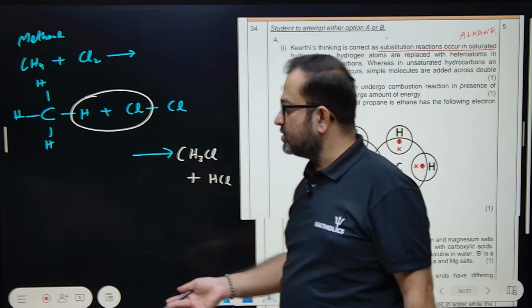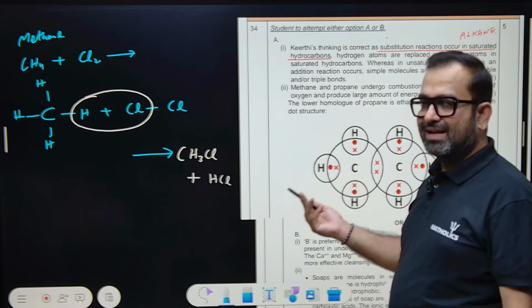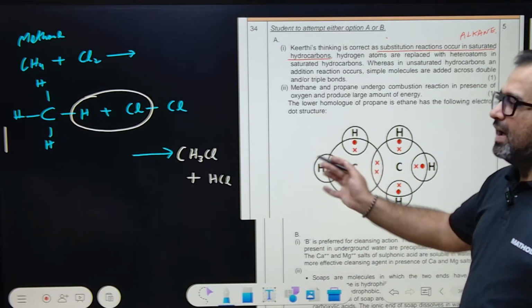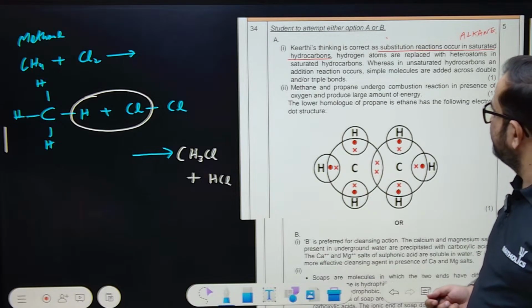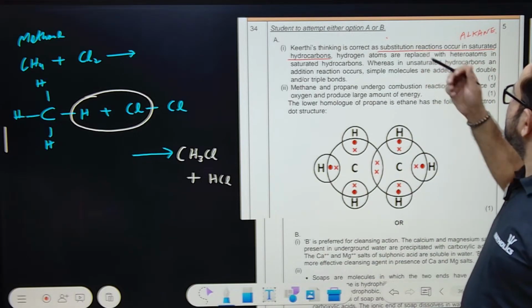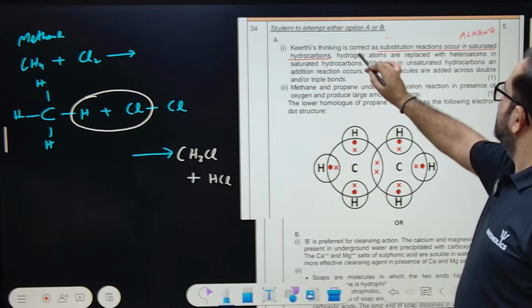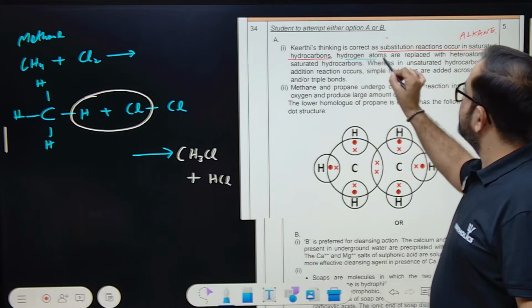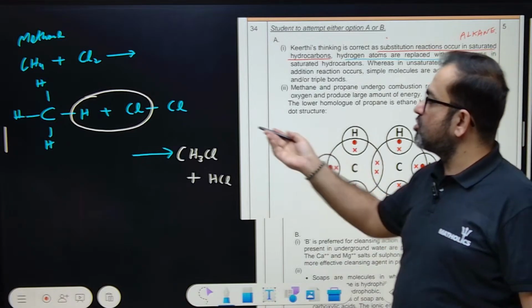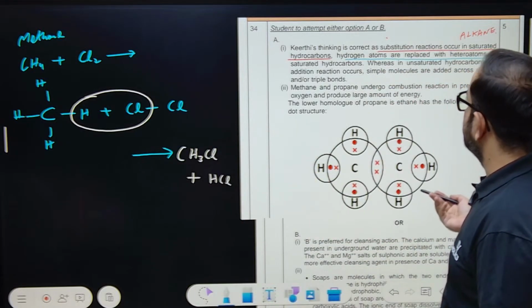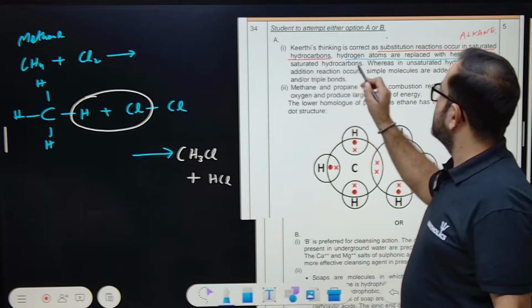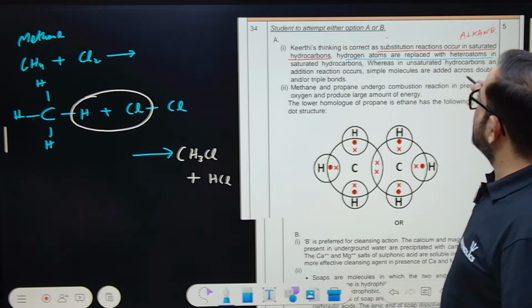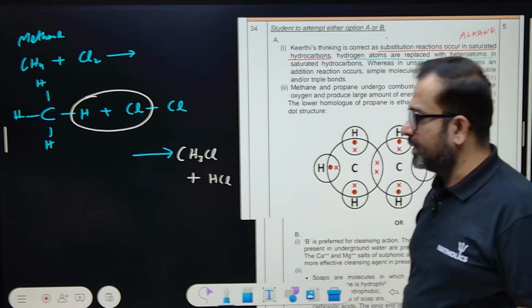This is the reason. So substitution only occurs in saturated hydrocarbons, whereas in unsaturated hydrocarbons like ethene and ethine, with double bond and triple bond, addition reaction occurs, right? So there is nothing to get confused. Substitution reaction occurs in saturated hydrocarbons. Hydrogen atoms are replaced with heteroatoms, like chlorine, fluorine. Whereas in unsaturated hydrocarbons, an addition reaction occurs. Simple molecules are added across double and triple bonds.